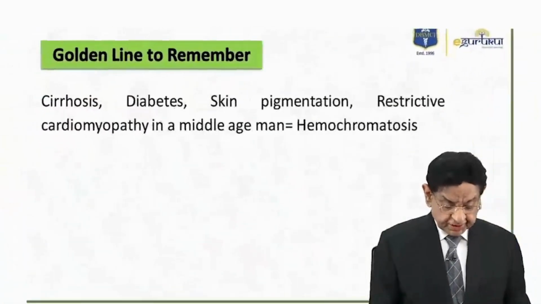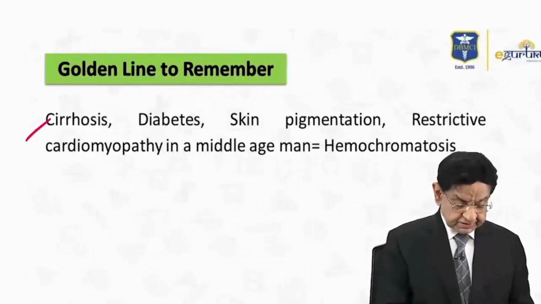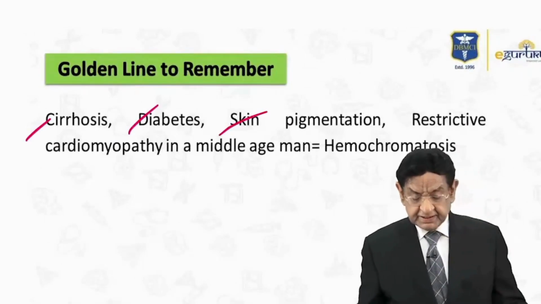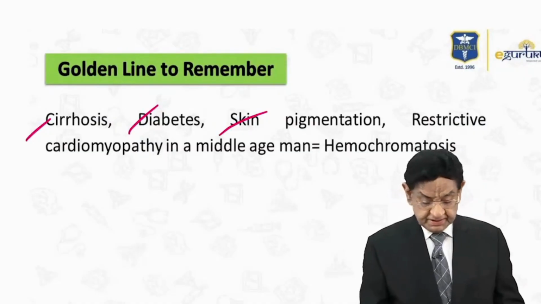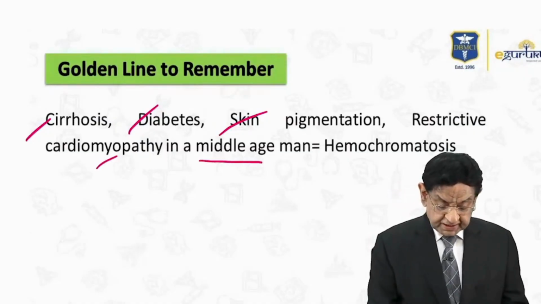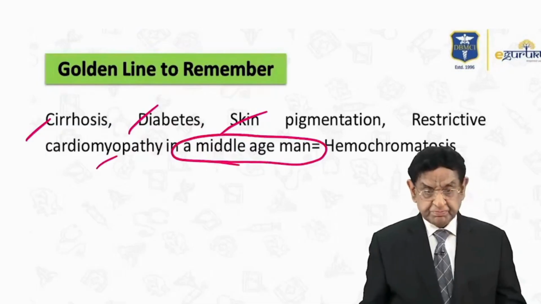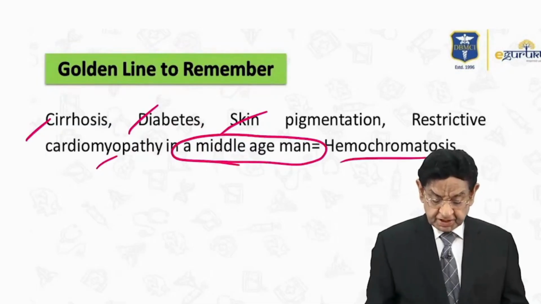Golden line to remember: cirrhosis, diabetes, skin pigmentation, restrictive cardiomyopathy in a young middle-aged man, you think about hemochromatosis.